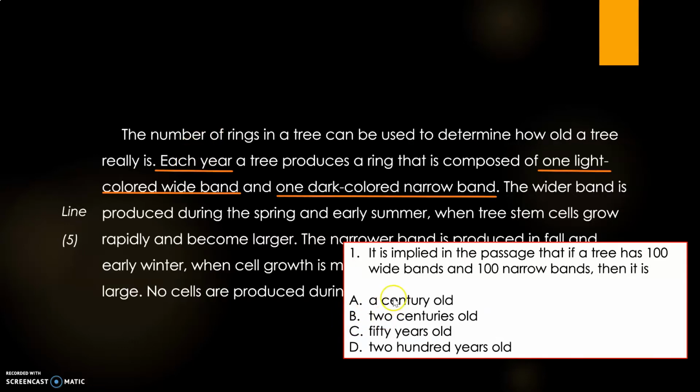So let's find the answer. 100 years. A century old, 2 centuries old, 50 years old, 200 years old. So what do you think? 100 years is the same as 1 century. So the best answer is A. A means 1, same as each. It means 1. So it's A, a century old.